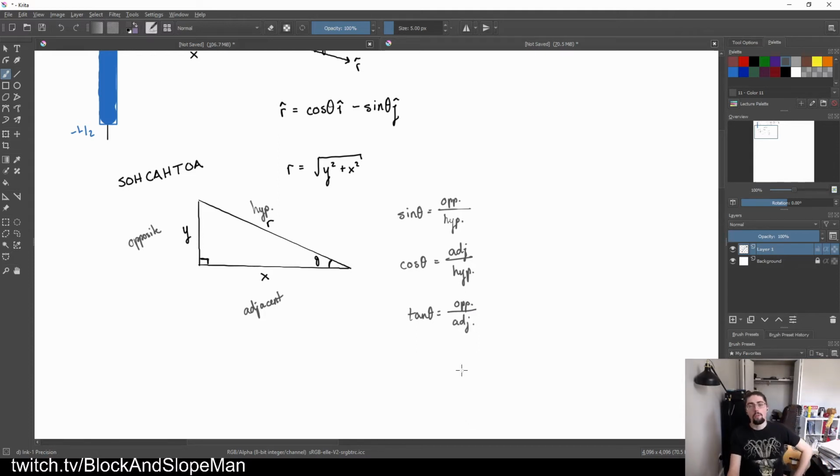Why is that useful? Well, we have those side lengths. That means sine is y over r. Cosine is x over r. And tangent, should we ever need it, is y over x. We're almost there. We can plug this into r hat and we get most of the way there, but we have one last thing that we need to do, and that's to remember that r is not a variable we can use because we don't have a definitive way of describing that.